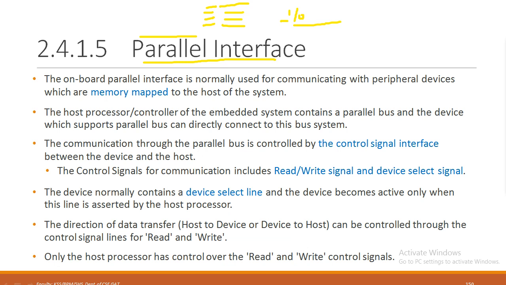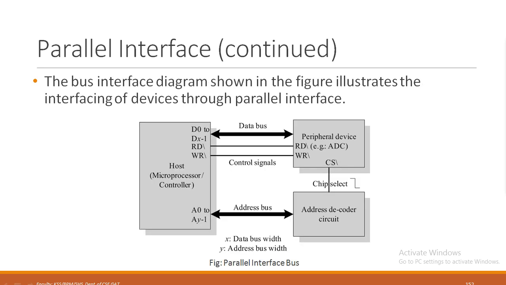These theory points I will explain using a diagram. So consider this parallel bus interface diagram. The host, which is the microprocessor or microcontroller of the embedded system, contains a parallel bus, and this is called a device. So this is a host and device.